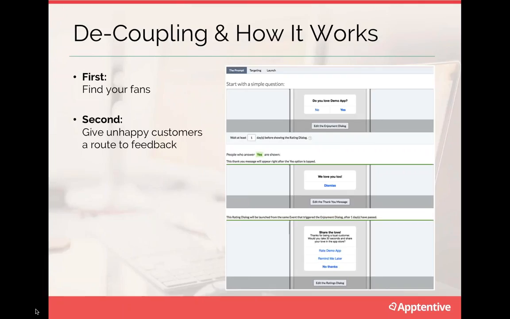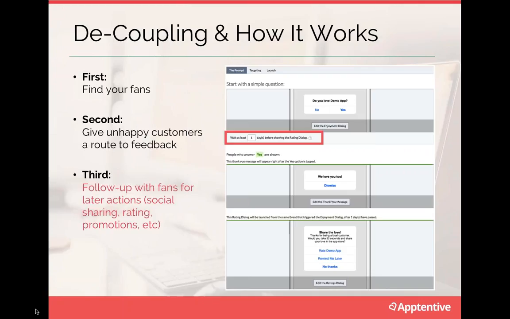The second thing that happens is if they're not a fan, and if you're an Apptentive customer, you know this well, it gives you a route to get feedback from those customers. It takes people into a survey or into Message Center or into open-ended feedback, allowing them to tell you what you could do better and how you can improve. Our customers use this today to get hundreds, if not thousands of responses every week to make their product better.